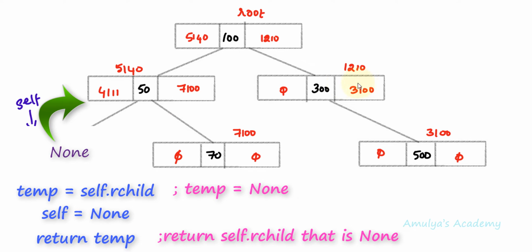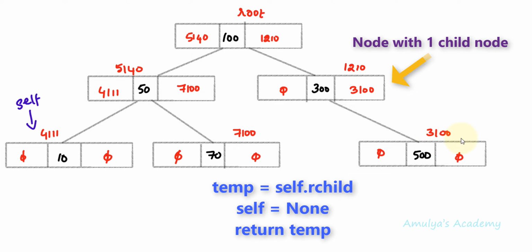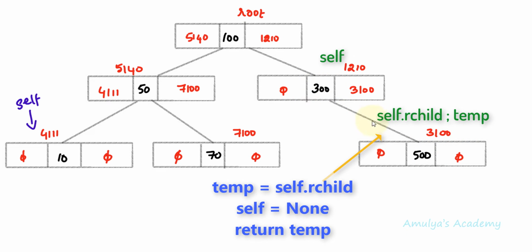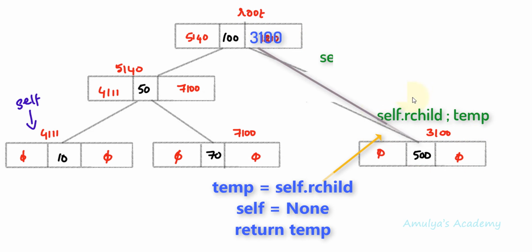Now it will apply for this also. When self.lchild becomes none, temp will become self.rchild, that is 3100. Then it will delete this self, so it will delete this. It will return self.rchild, so self.rchild is 3100, that will be returned here and it will store 3100. It will become like this.